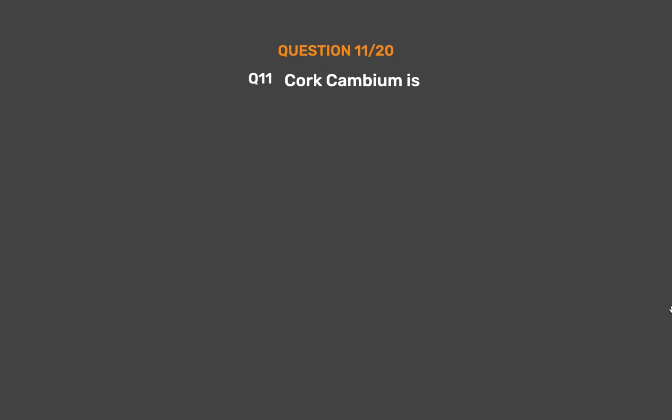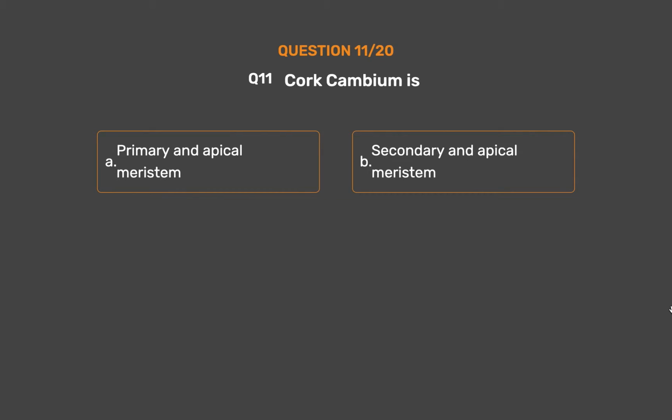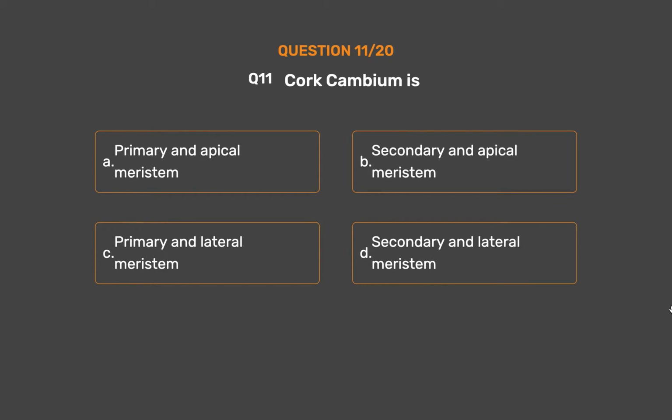Question number 11. Cork cambium is Option A. Primary and apical meristem. Option B. Secondary and apical meristem. Option C. Primary and lateral meristem. Option D. Secondary and lateral meristem.